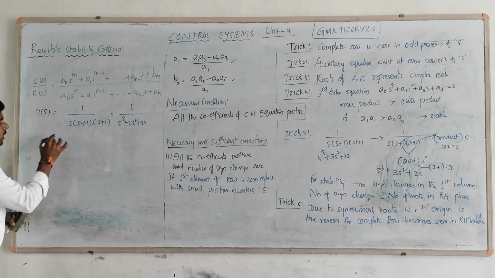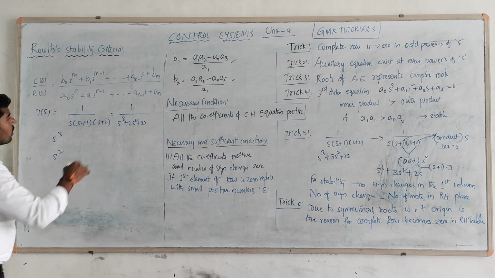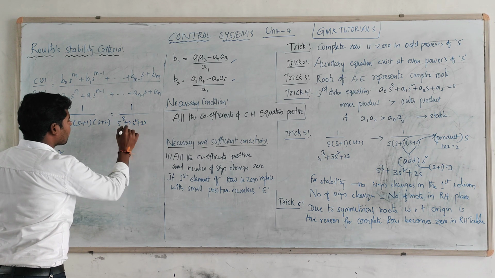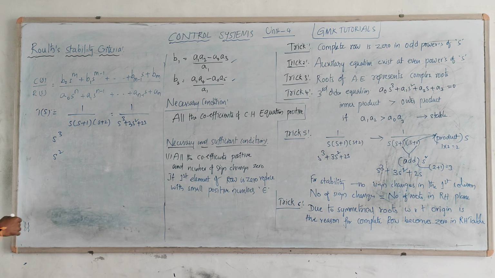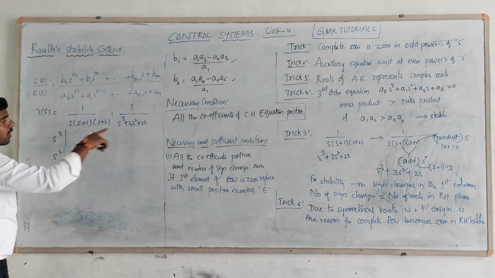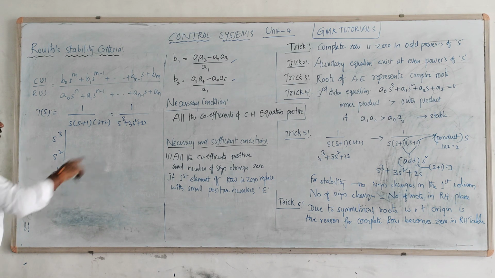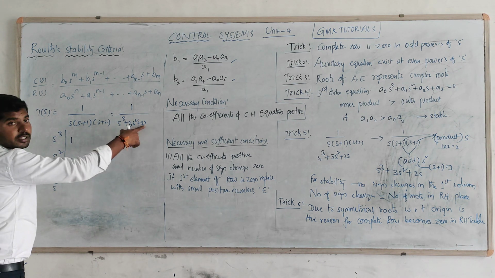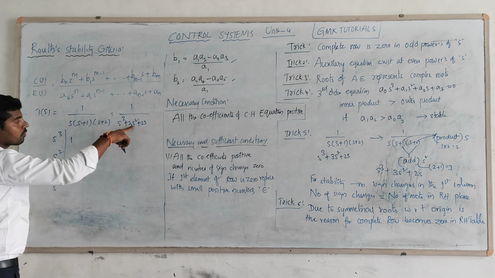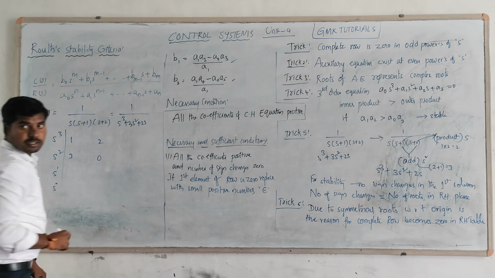Therefore, applying the RH criteria: highest power S cube, S square, S power 1, S power 0. This is the RH criteria, as we followed previously. S cube is the highest power 3, so the first row must take the odd coefficients. This coefficient value is equal to 1. The next odd coefficient is the S power 1 coefficient, that is equal to 2. Next the even coefficients: the S square coefficient is equal to 3. Next coefficient 0, the constant term, but you can treat it as 0.